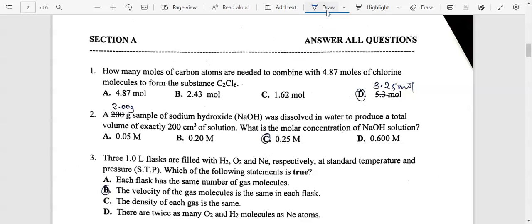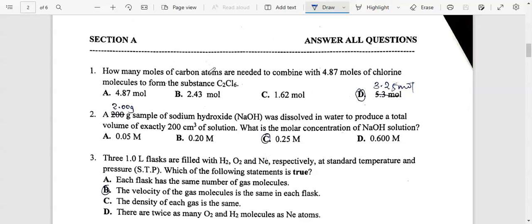We go over Chemistry 1000, 2022 academic year. How many moles of carbon atoms are needed to combine with 4.87 moles of chlorine molecule to form the substance carbon chloride?